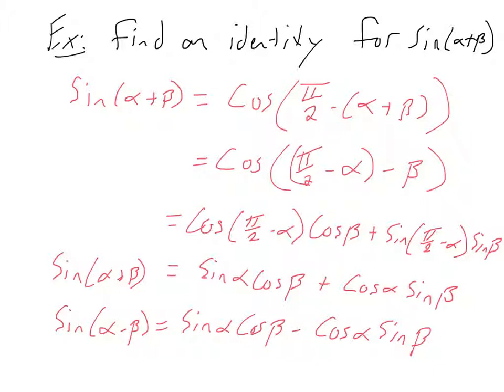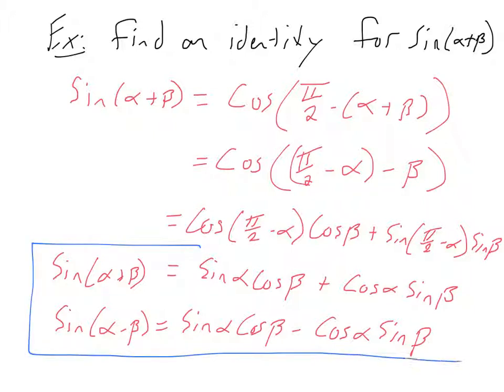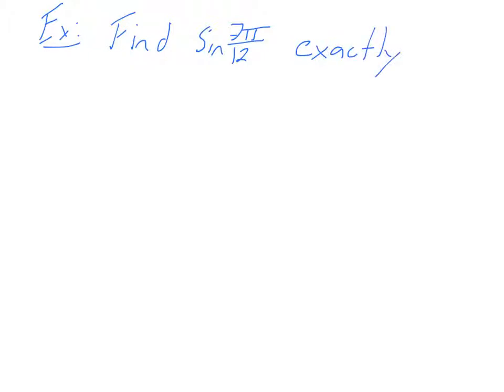So these are the two that we're concerned with. We've established both of these identities now. So why don't you find for me sine of 7 pi over 12 exactly using those identities that you just established and what you know about the sine of the special angles. All right, let's go ahead and take a shot at this one.